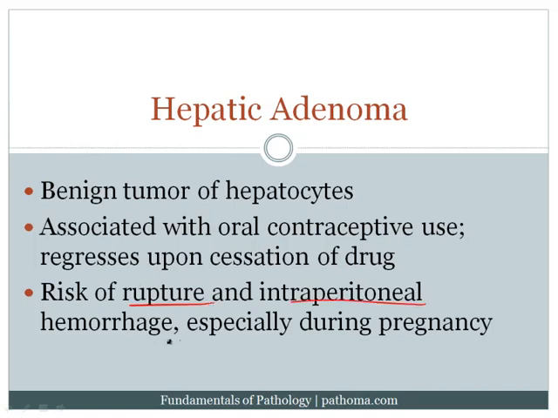resulting in intraperitoneal hemorrhage, especially during pregnancy when there's high levels of estrogen, which can drive the growth of this tumor. Now, again, the reason why there's a risk of rupture is because the tumors are subcapsular, right underneath the capsule of the liver, and so they can rupture through the capsule and then cause intraperitoneal hemorrhage.